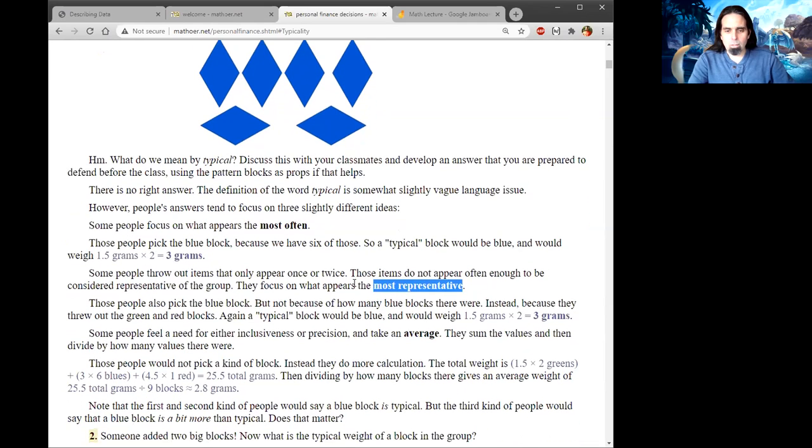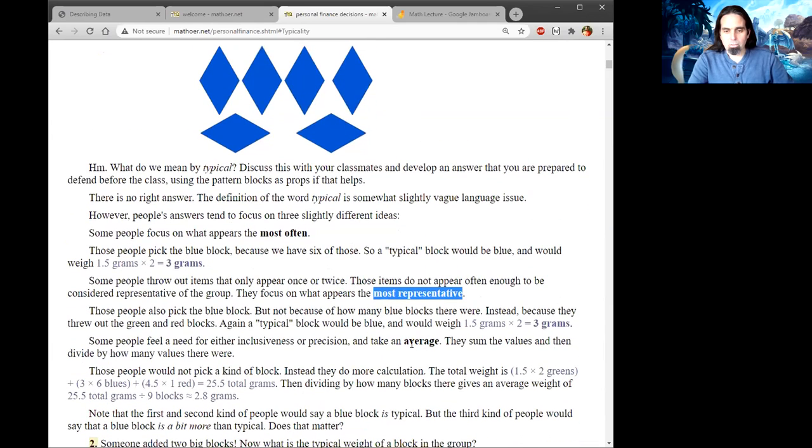And then some people do something they've been taught earlier. They try to make a mathematical average. They would sum up all these things. There are 2 greens at 1.5 each, 6 blues at 3 each, 1 red at 4.5, and they get 25.5. Then they divide by how many? Divide by 9, and they get 2.8, which is pretty close to that same 3.